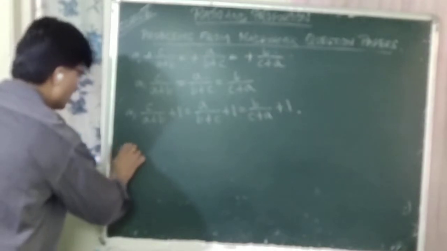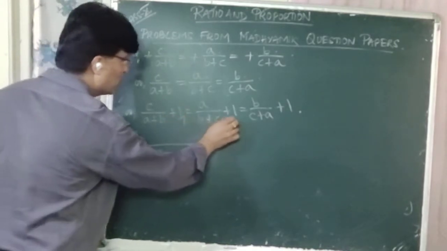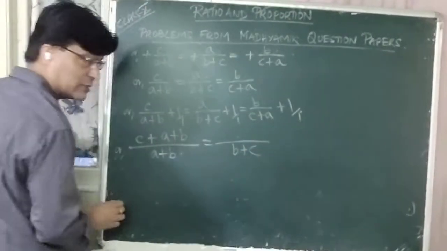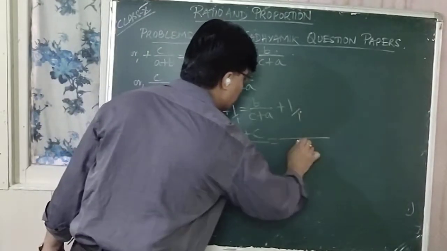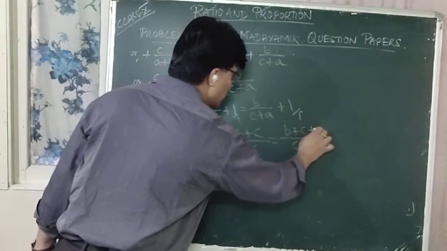Next, what will you do? A + B is the LCM. Below 1 there is 1, below 1 there is 1, here also below 1 there is 1. So, what is the LCM of A + B and 1? It is A + B. A + B divided by A + B is 1, 1 into C is C, plus again A + B divided by 1, that is A + B into 1 is A + B. Here also, similarly, the LCM is B + C. So, what do we get in the numerator? It is A + B + C. You know how to get the LCM and simplify it, right? This is also C + A as the LCM, and you know how to simplify it.